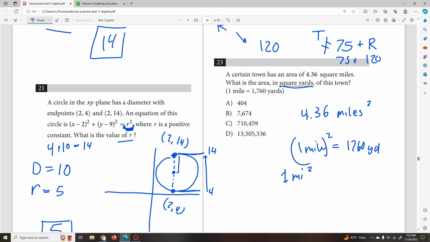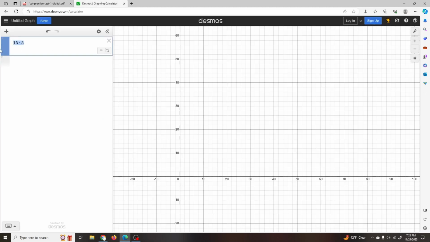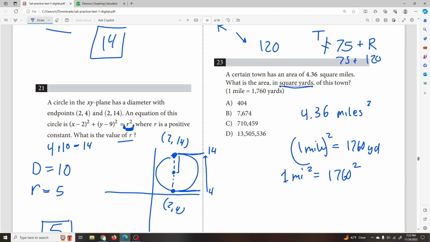Now we want square yards, so we're just going to square both these values, and we know that 1 mile squared is equal to 1760 squared, right? So what is that? 1760 times 1760. That's a pretty big number, 3,097,600, right? So now what do we have to do? We know what miles squared is, right? And we know that we have 4.36 miles squared.